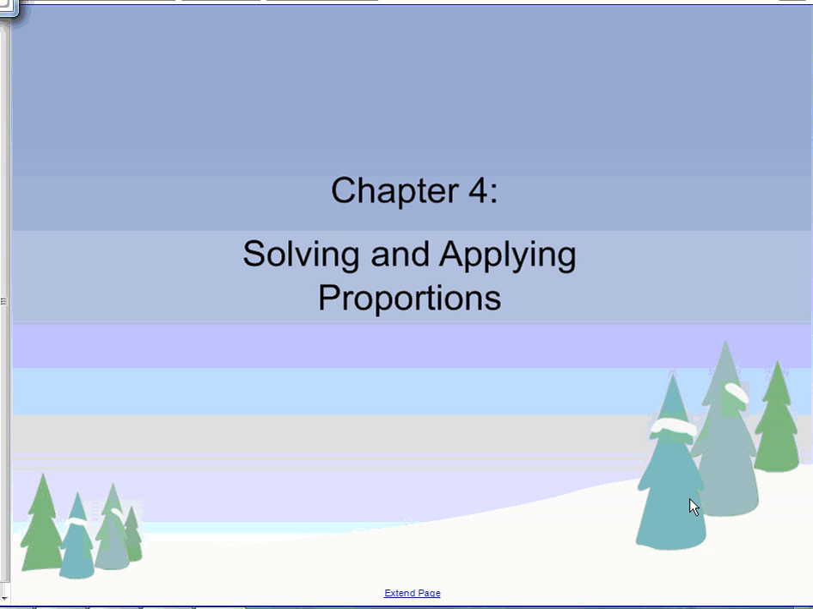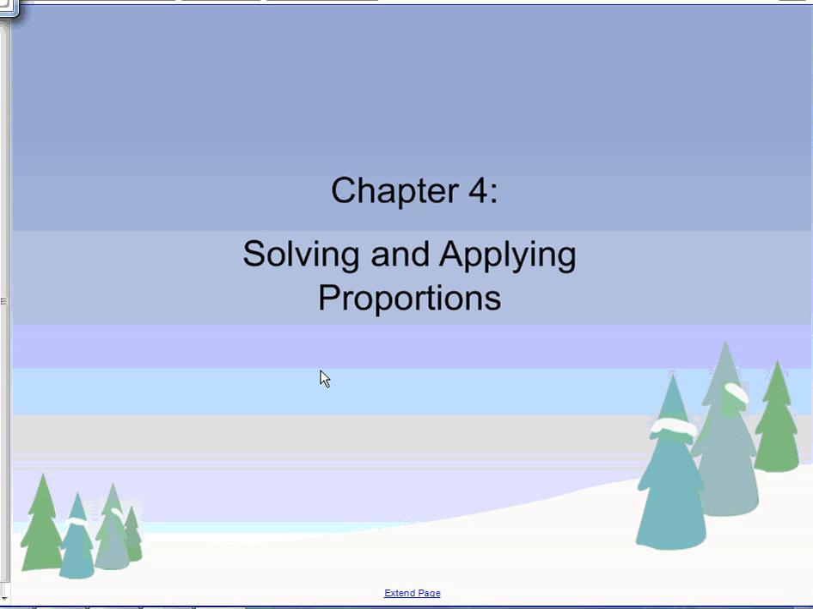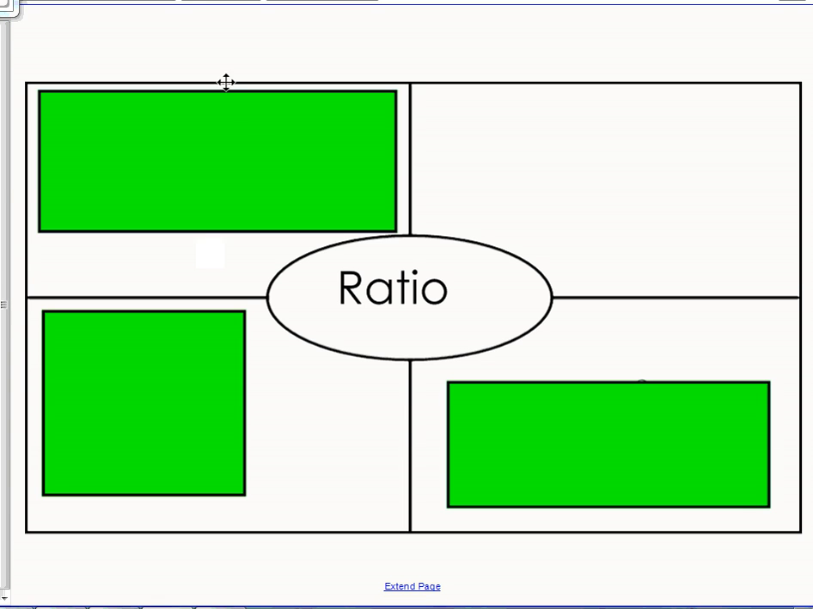So today we're going to be starting chapter 4, and in chapter 4 we're going to be discussing how to solve and apply proportions and ratios. So today what we're going to talk about is we are going to go over what a proportion and a ratio are, and then we're going to go into some specific details of ratios and proportions and how to solve those problems. All right, so number one is a ratio.